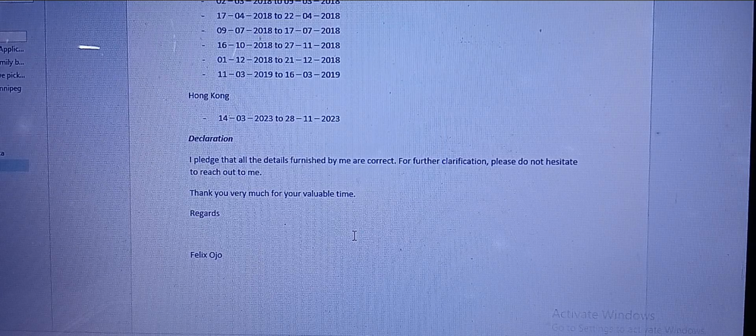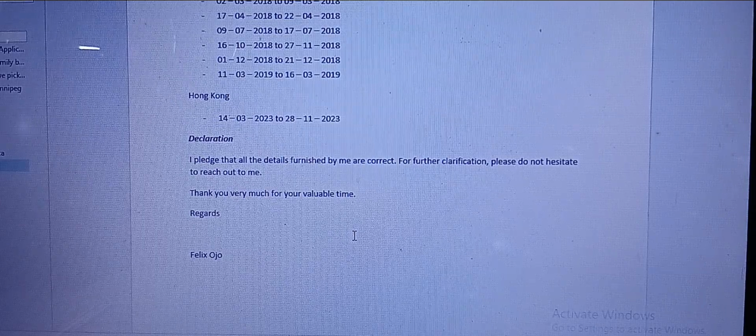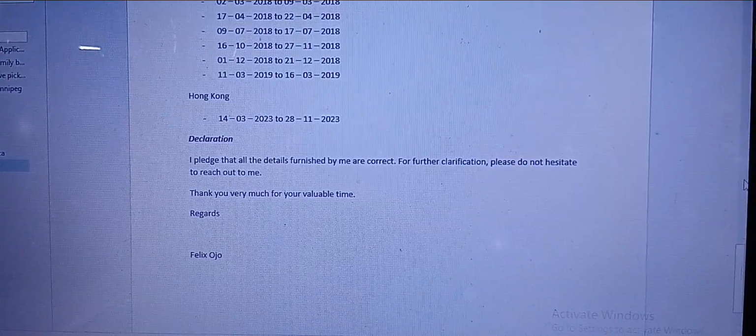And that is what the embassy really wants to hear from you. You can see now that it's not about showing off grammar. They just want to know the basic things. Those are the things they want you to tell them in your letter of intent.